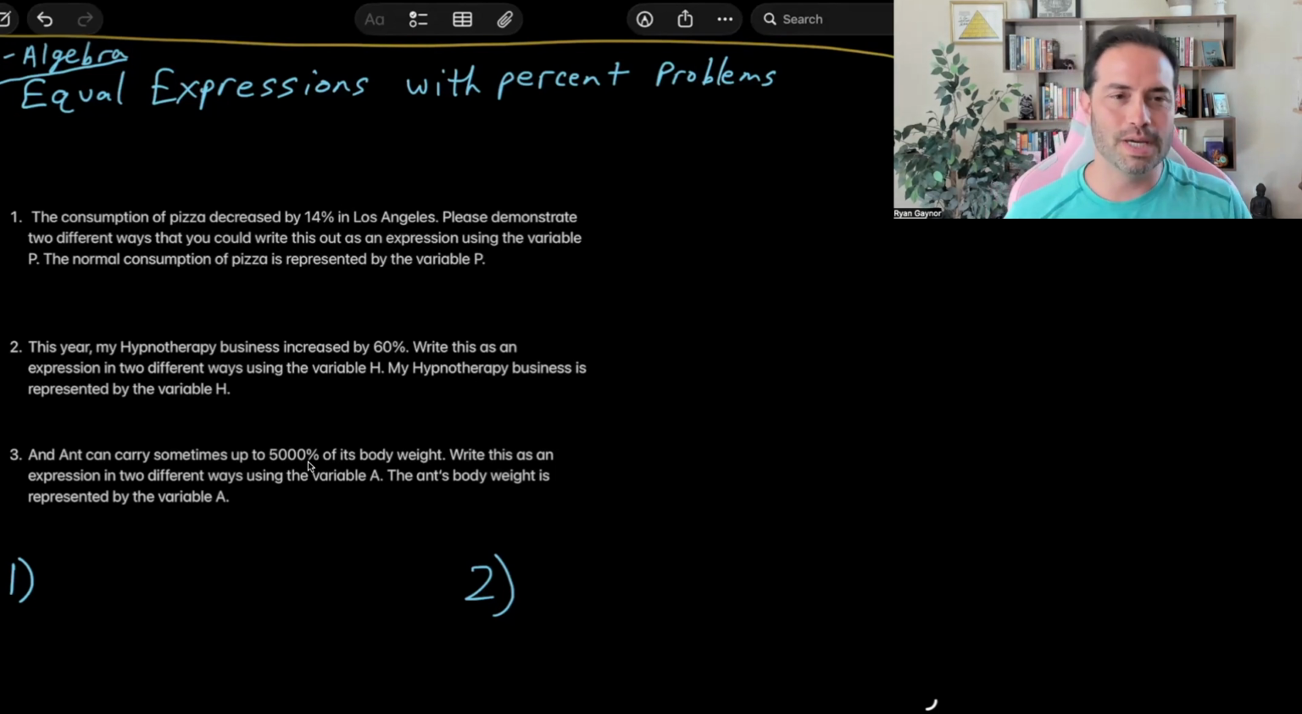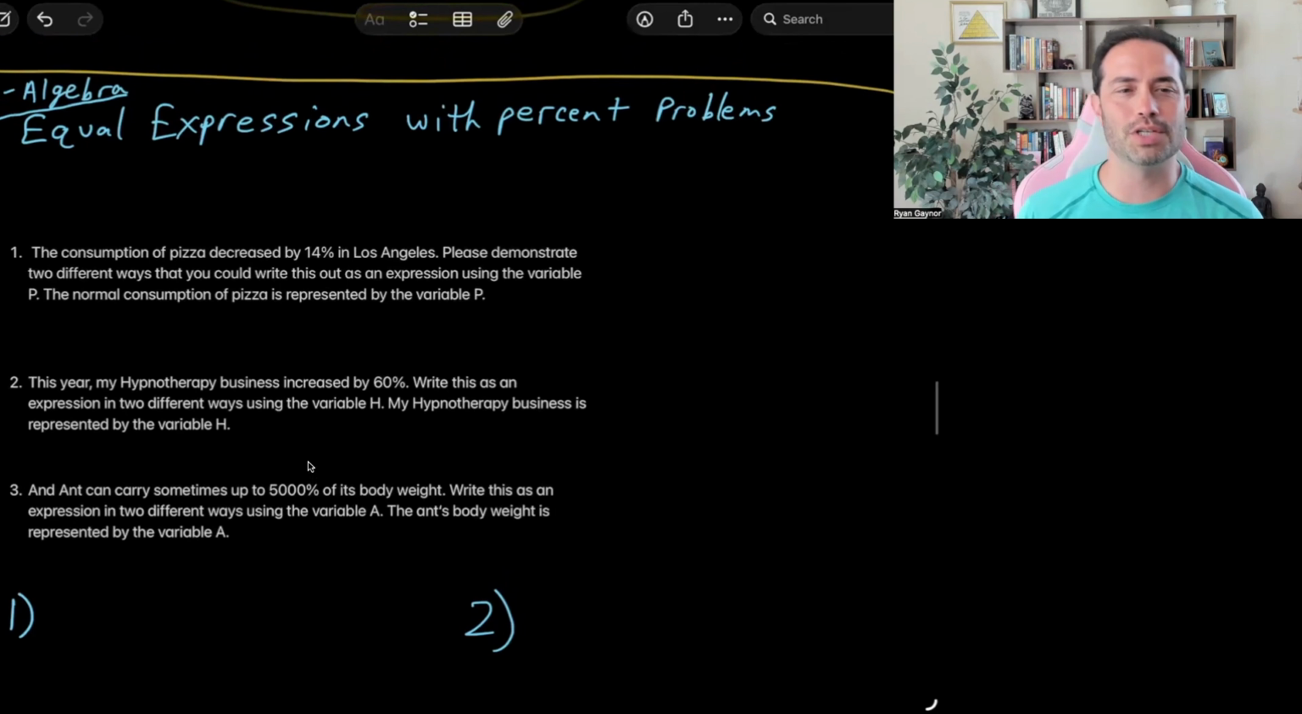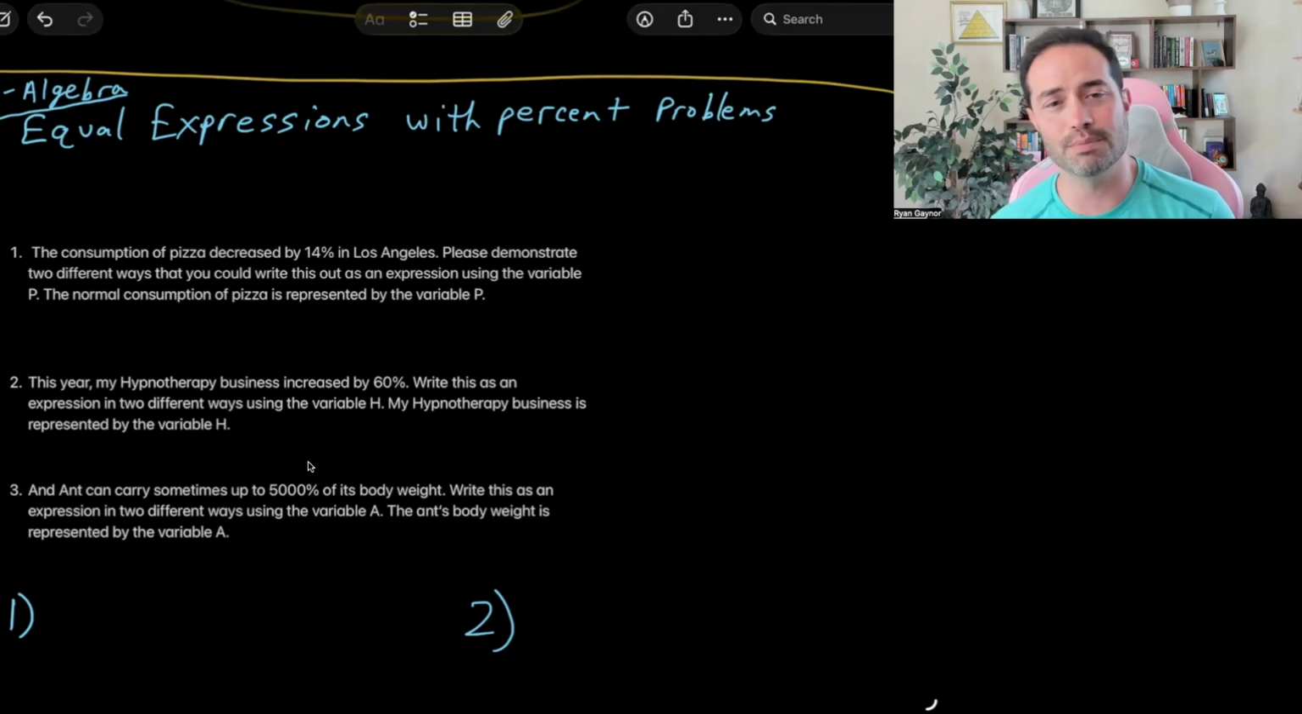So, we have the consumption of pizza decreased by 14% in Los Angeles. Please demonstrate this in two different ways that you could write this out as an expression using the variable p. And then it says the normal consumption of pizza is represented by the variable p. Okay, so let's read that again, right? So this says the consumption of pizza decreased by 14%.